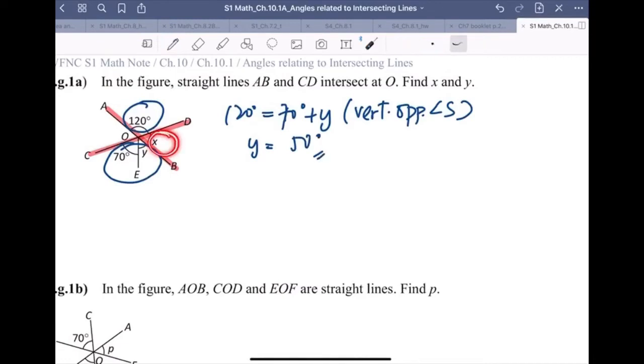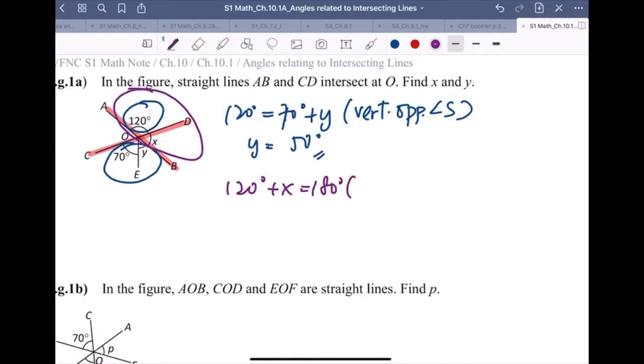For x, we see that there is a straight line AOB, added together equal to 180. 20 plus x equals 180. The reason we need to support right beside it. So the answer is 60.